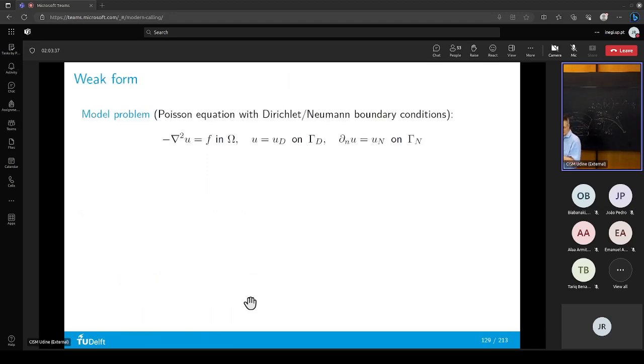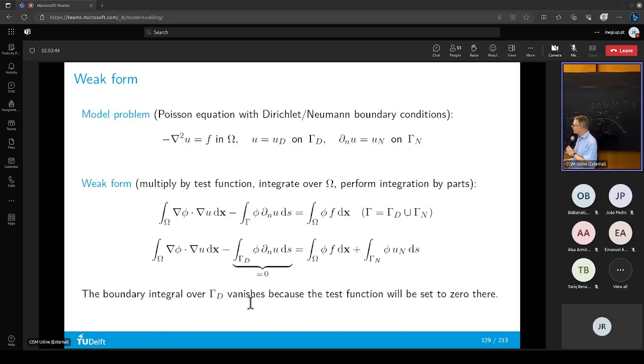As a mathematician, please allow me to state very simple things. Linear Poisson with a mixture of Dirichlet-Neumann boundary conditions. You all know this weak form. We shift one derivative to the test function. No surprise: this is the stiffness matrix. This is the Neumann boundary. This is the load, with the Neumann boundary condition substituted there. The Dirichlet one goes away because we set the test functions equal to 0 on the Dirichlet boundary. All standard, right?